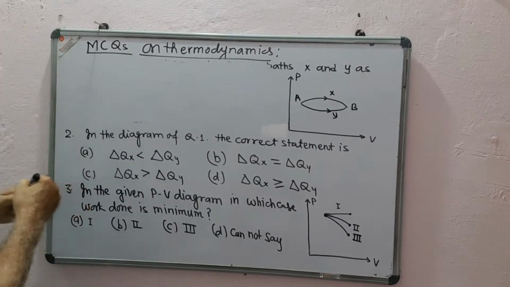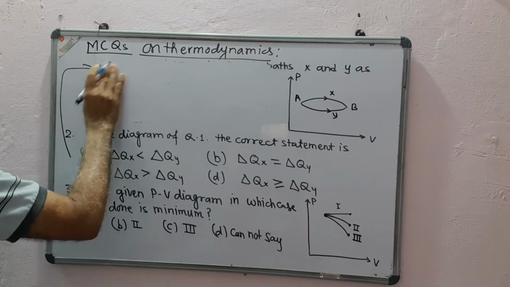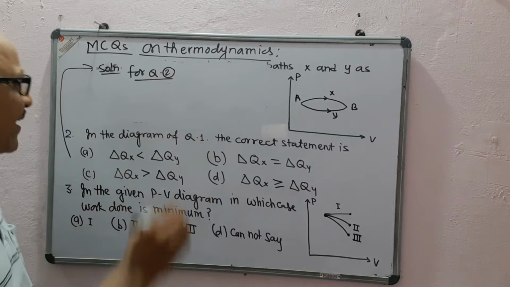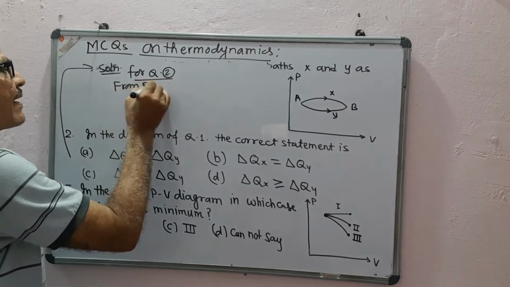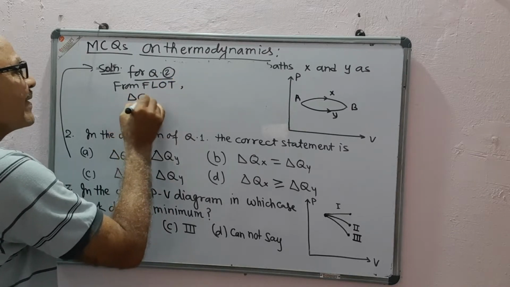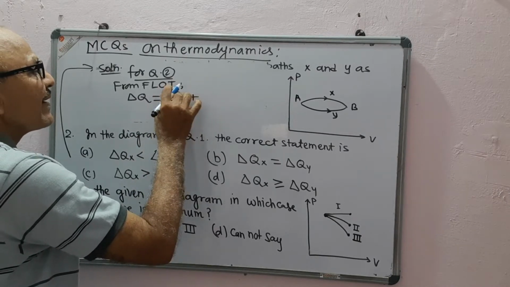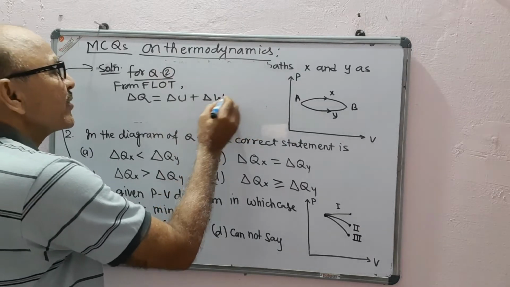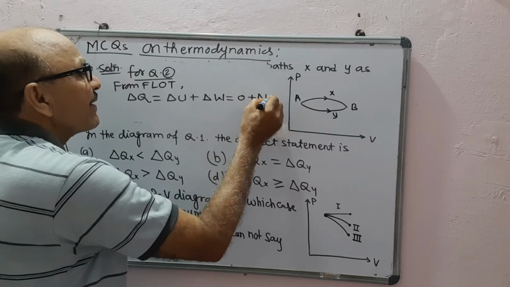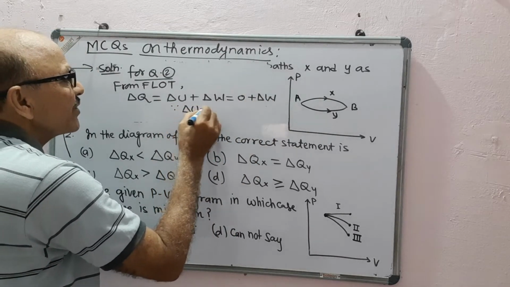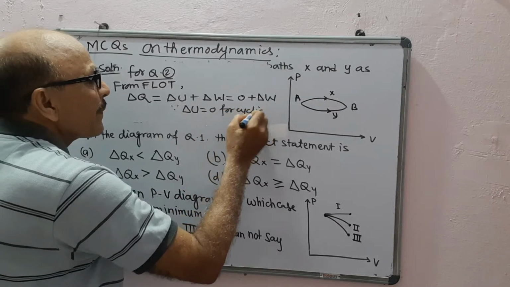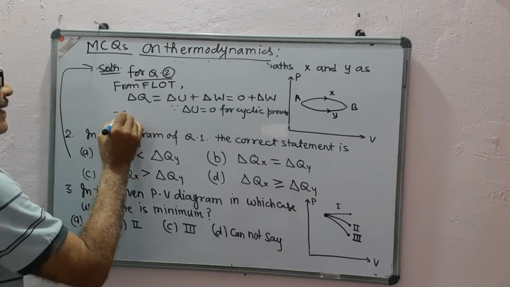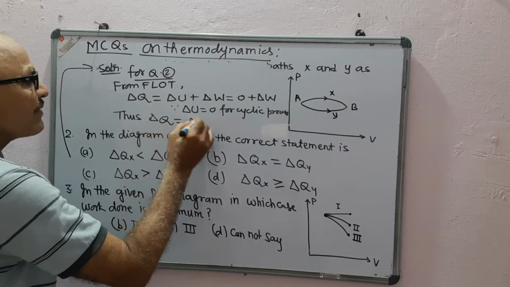Now, hint or solution for question 2. From first law of thermodynamics, delta Q is equal to delta U plus delta W, and for cyclic process delta U is 0, so this is 0 plus delta W, because delta U is 0 for cyclic process. Thus delta Q is equal to delta W.